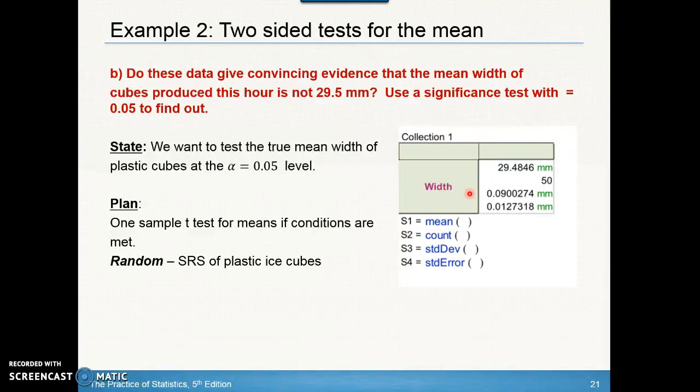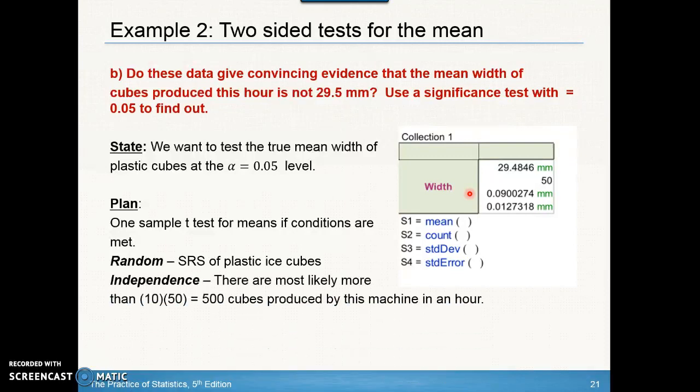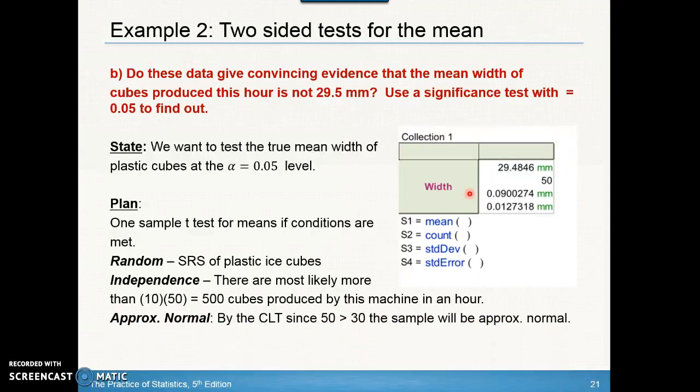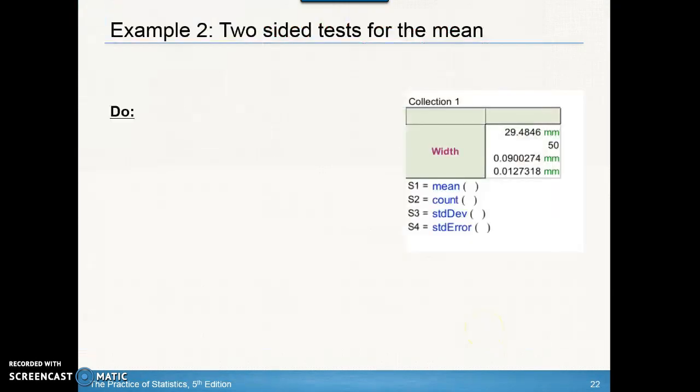It's a simple random sample of 50 plastic ice cubes. There are most likely more than 500 ice cubes produced by this machine in an hour. Now, how do we know that this one's normal? For this one, since 50 is greater than 30, we can apply the CLT. Make sure you state that by the CLT, since 50 is greater than 30, the sample will be approximately normally distributed.